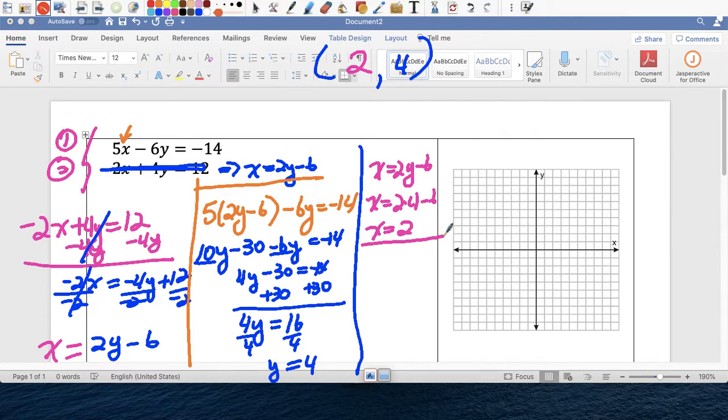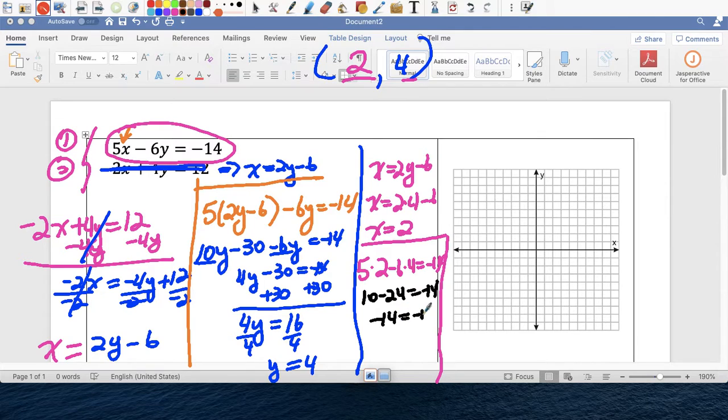Oh, and I think I forgot to check in the prior example. So let's take this equation here, and see if the point 2, 4 works. So we're going to get 5 times 2 minus 6 times 4 equals negative 14. 5 times 2 is 10, minus 24 equals negative 14. And we see that it's correct.